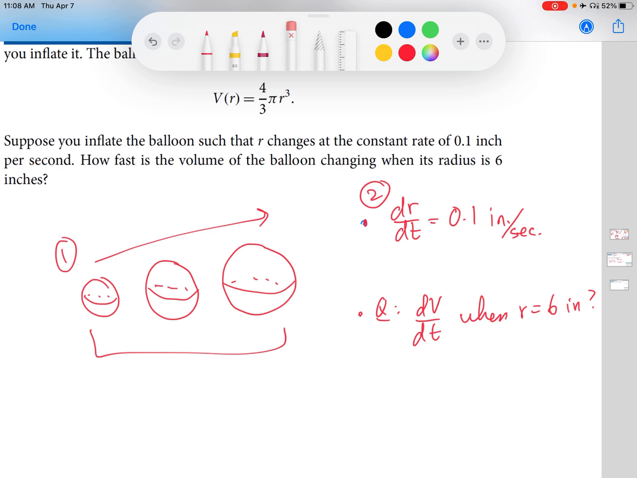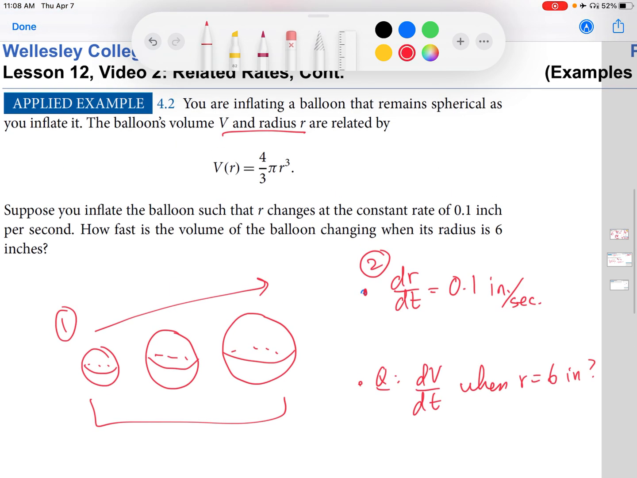Because once you translate all of this, mostly English up here, into math, if you do it correctly, then the rest of the steps are an application of the chain rule, like we did in the previous video. So let's do that right now.